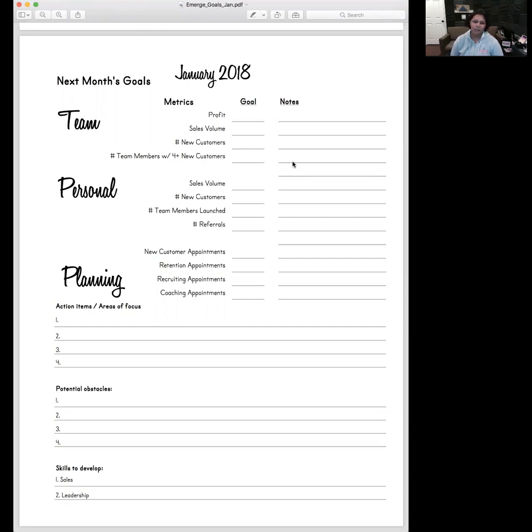The number of team members with 4 or more new customers is important because this shows the health of your recruiting engine, and it also makes sure that people are being successful. If people are not enrolling 4 or 5 people a month, their business is likely growing stagnant. And certainly in everyone's business, you should have at least one person in this category, which is you. Then you'll go to your personal goals.